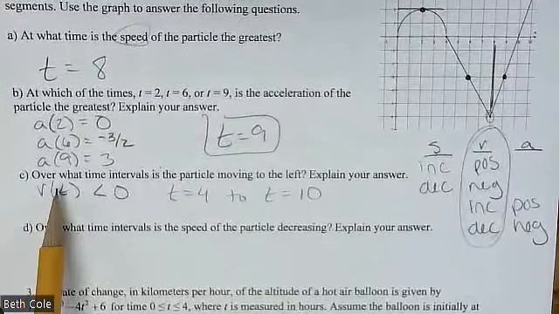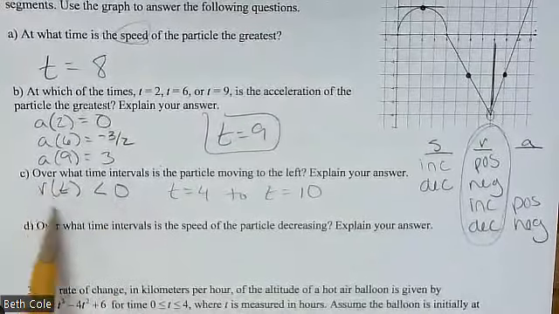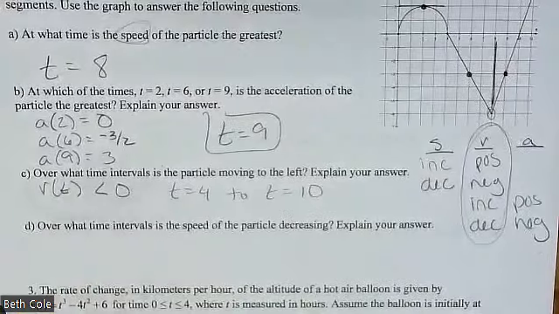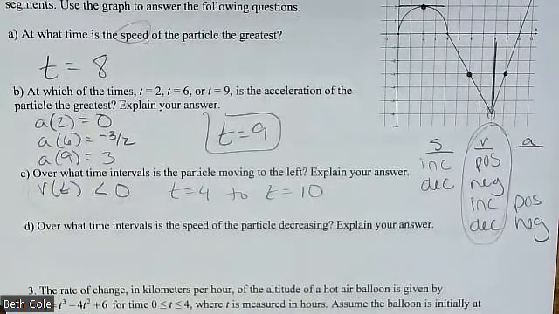Oh, and it said explain. This is your explanation: because velocity is negative. That's the explanation part. Sometimes I like to put the explanation first because then it helps me look at the graph.